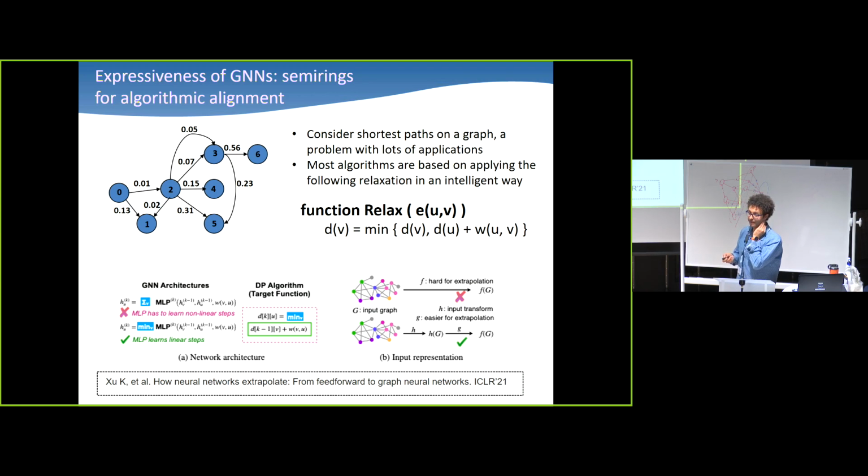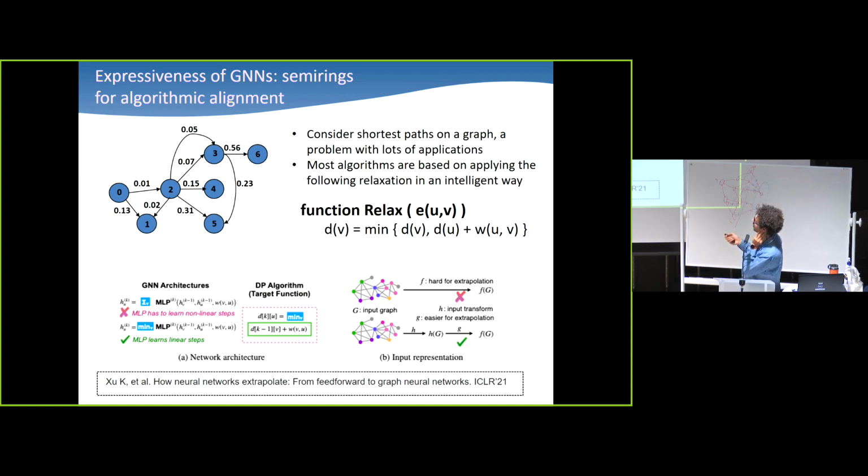But it says, knowing that the main function in shortest paths is this relaxation operation, we all do, right? If I go to V through intermediate hop U, then I would use the distance to U plus the weight of the edge from U to V. And if that is smaller than the distance I know to V, I'll take that as my new distance to V, right? This is the same operation that every shortest path algorithm does.